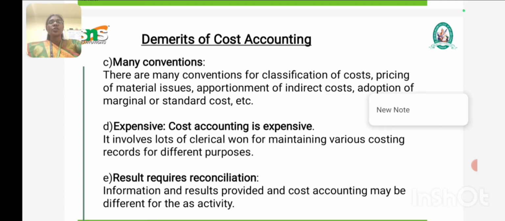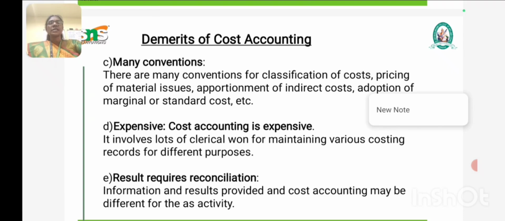The next demerit of cost accounting is that it is expensive. It involves clerical work for maintaining the various cost records for different purposes and different times. So we are maintaining different records, which involves expenses. So it is an expensive method, and maintaining the records is also at a high level.